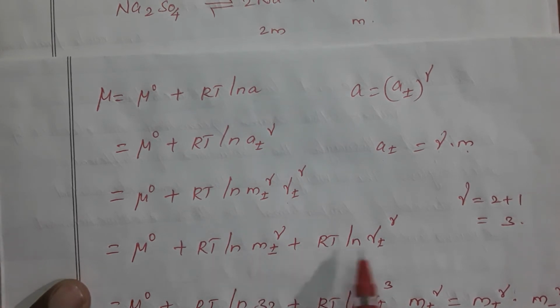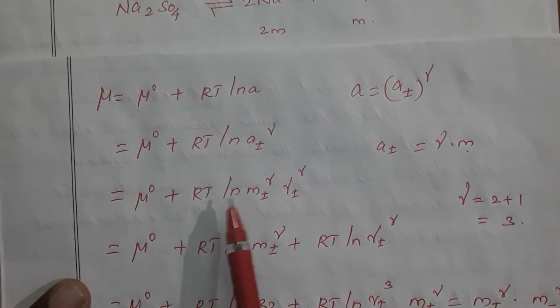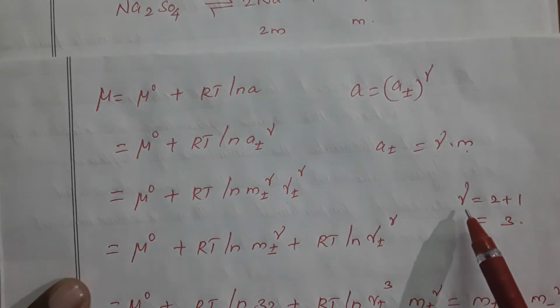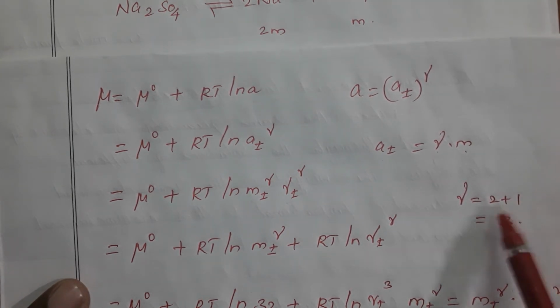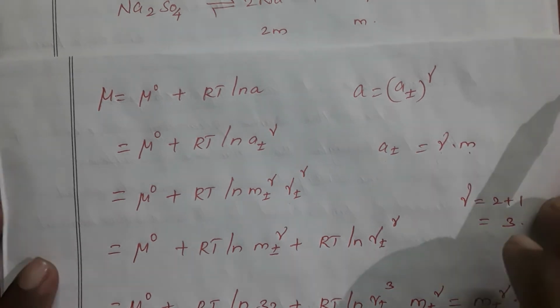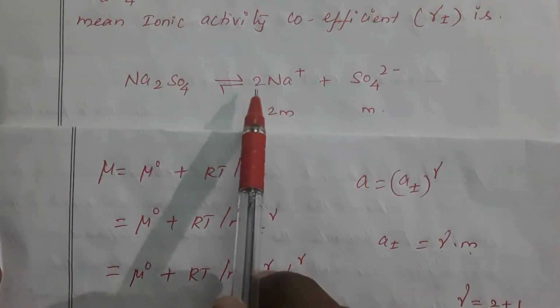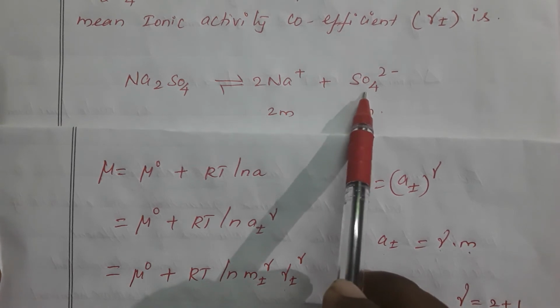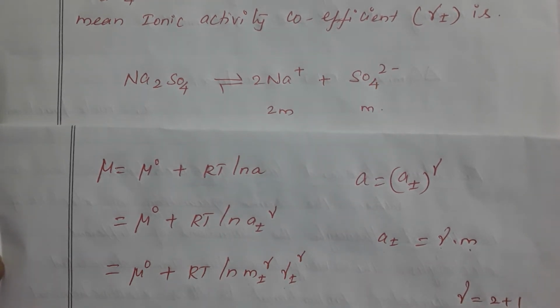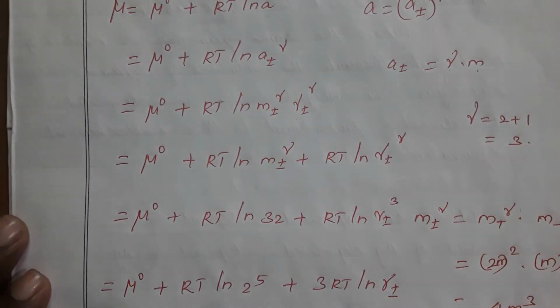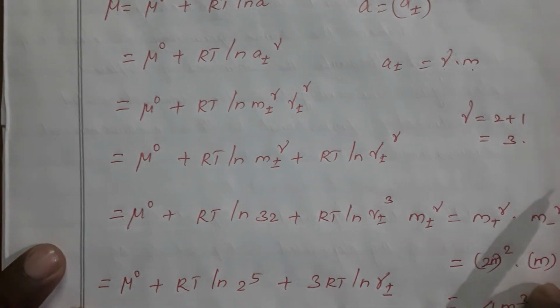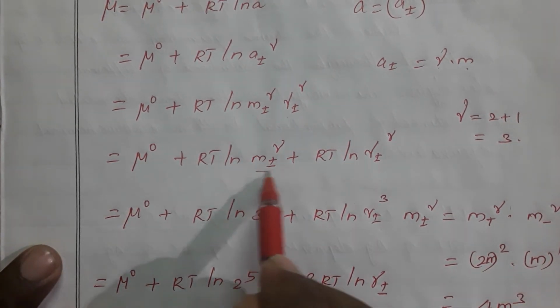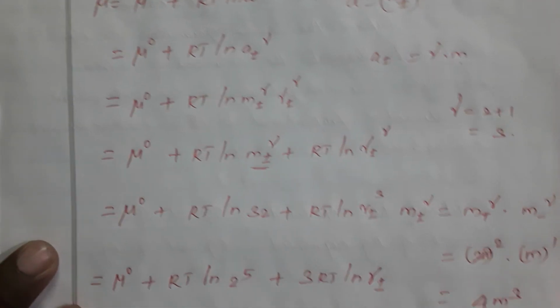So by applying the log formula, log of A into B, you get log A plus log B. That activity coefficient power value is 2 plus 1, because sodium sulfate dissociates into 2 sodium and sulfate is 1. So it is 2 plus 1, 3. The next step: how are we getting this value?